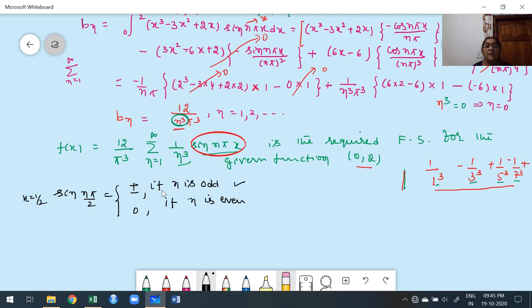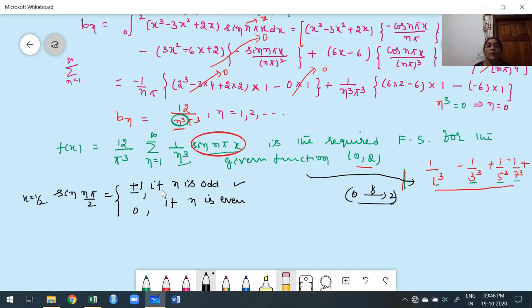Therefore, which value is suitable to deduce this part? x is equal to half. I told you in my previous video, we don't have any particular method to deduce, but you compare the required result with what you get in the Fourier series expansion and take a suitable value. Why do I choose half? Half is also in the range 0 to 2, so it belongs to the interval 0 to 2. Why do I choose n pi by 2? Because I require only odd values: plus or minus 1 if n is odd, 0 if n is even, therefore it is suitable.